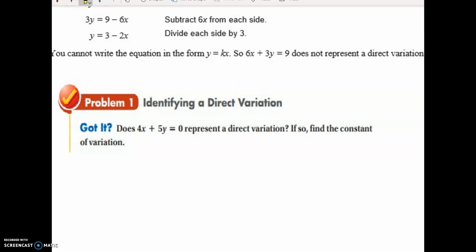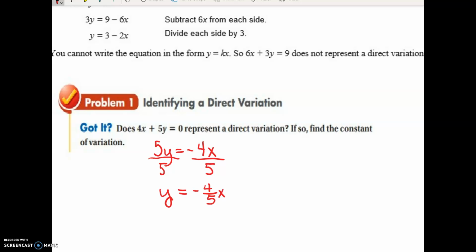Does this represent a direct variation? If so, find the constant. So we want to find k. We need to solve this equation to get y by itself. We would start by subtracting the 4x and moving it over to the other side. So we'll have 5y equals negative 4x. Then, of course, we want to get y by itself, so we're going to divide both sides by 5. So y is going to equal negative 4/5 x.